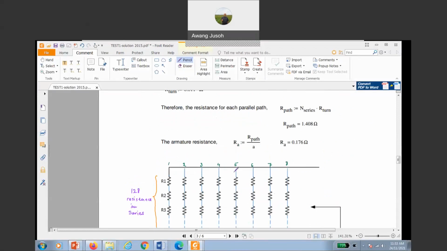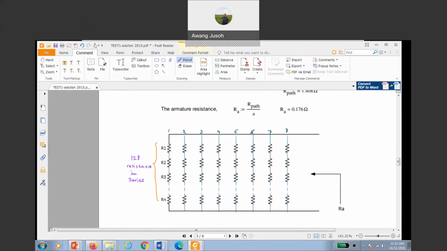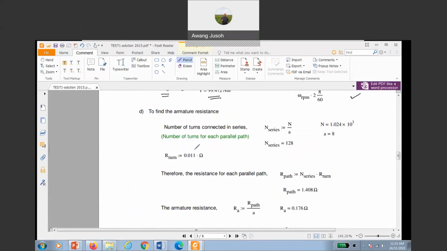Basically the machine looks like this. We got 8 paths together like that. Each conductor or each coil here represents 0.01 ohm. So we know that the total coil equals the total number of turns, 1024, and we have 8 parallel paths. So you divide by 8, you get the number of coils in series equal to 128.